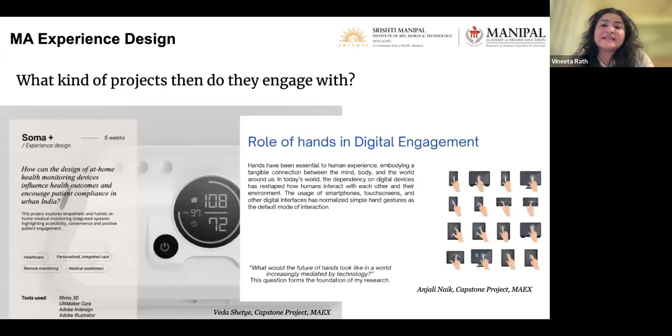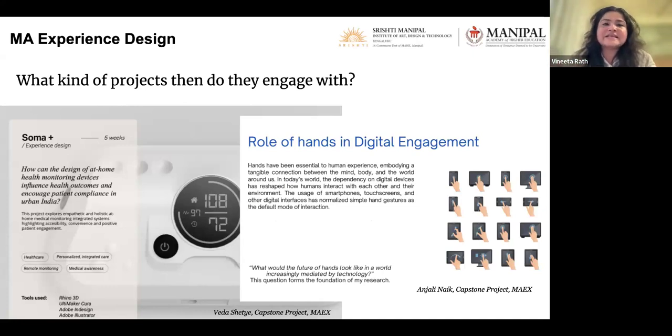Yes, so in a sense, how is it then different from a typical UI UX project? You have 2 examples from our current capstone students, Anjali Naik and Veda Shetty. They're both working with understanding, or really critically inquiring, what is the role of technology today and tomorrow. So you have Anjali's project, which looks at the role of the hand in digital engagement, and how do we imagine our hands being shaped by technologies, and can we reverse that and imagine technology shaped by our hands? So kind of critical inquiries around that.